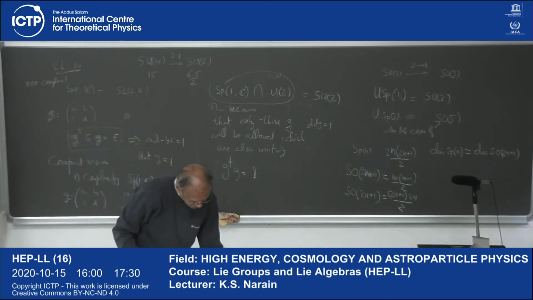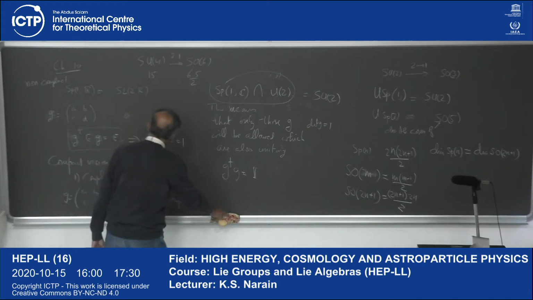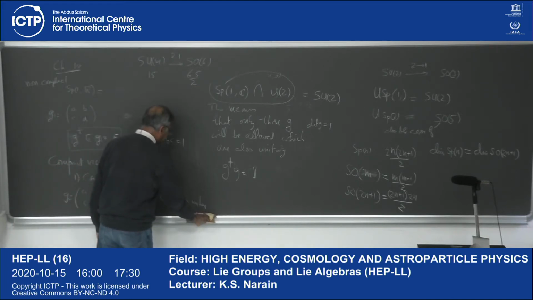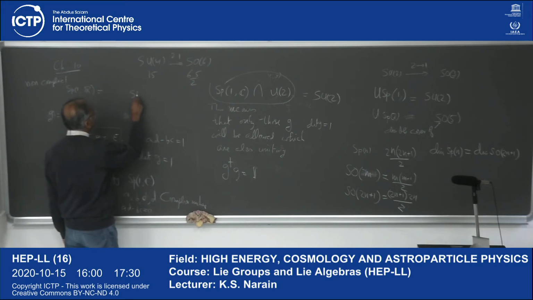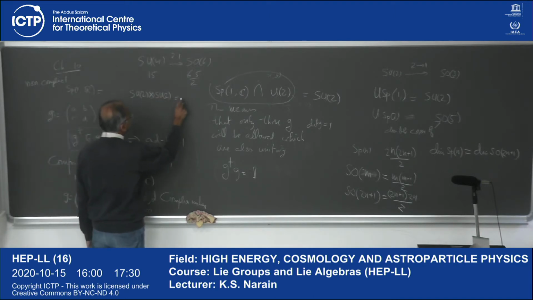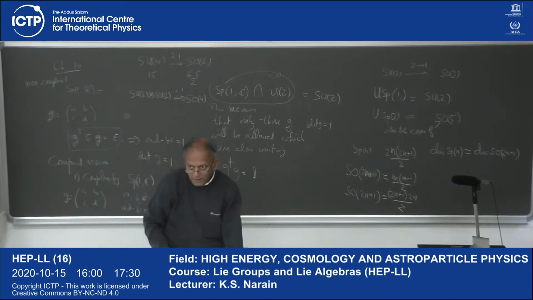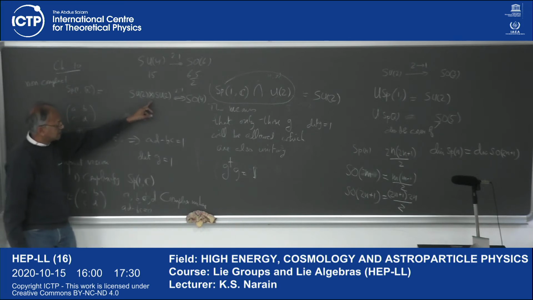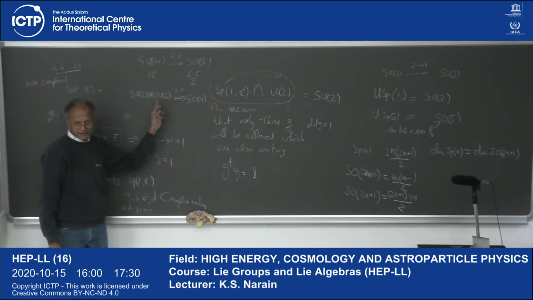And finally, there is another identification which plays a very important role in physics. SU2 times SU2, the direct product, is again a double cover of SO4. This is very useful. In many of the physics calculations, we use this identification many times.